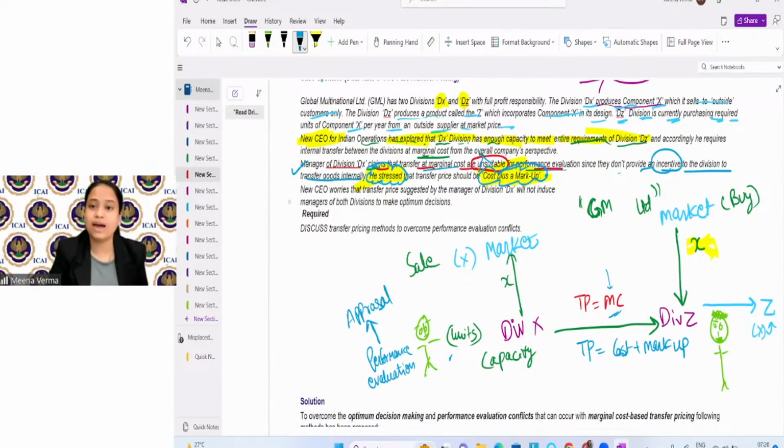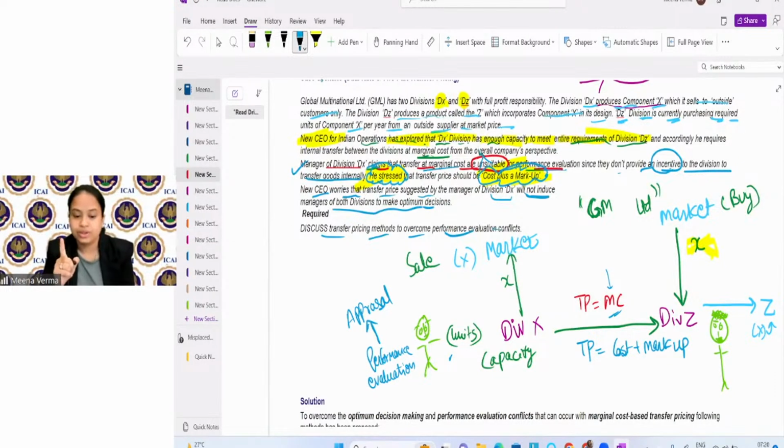Okay, then what happened? The new CEO worries that the transfer price suggested by the manager of division X will not induce the managers of both divisions to make optimum decisions. So discuss the transfer pricing method to overcome the performance evaluation conflict.